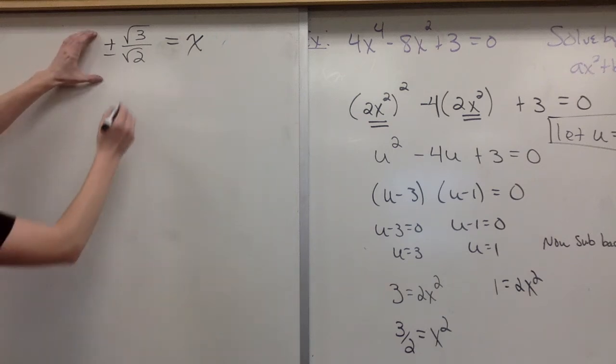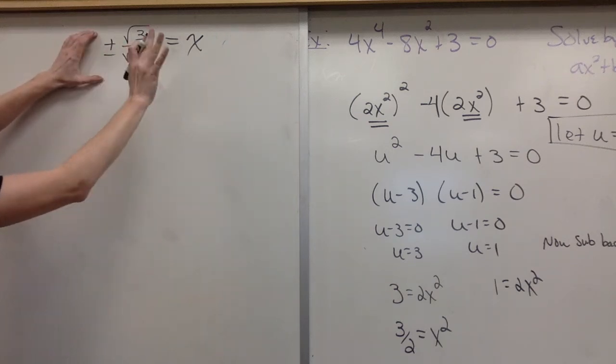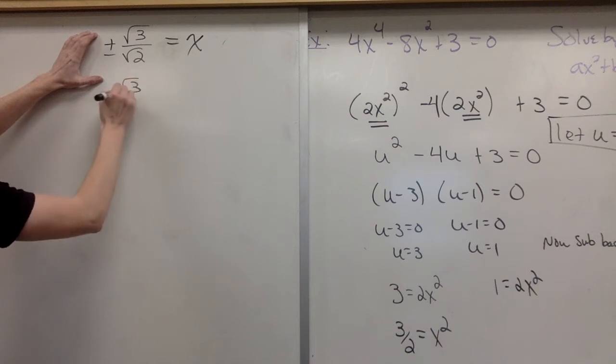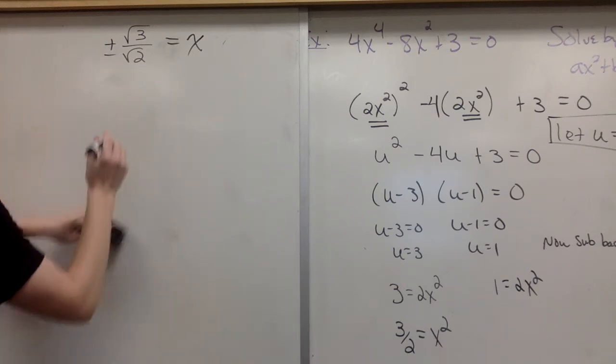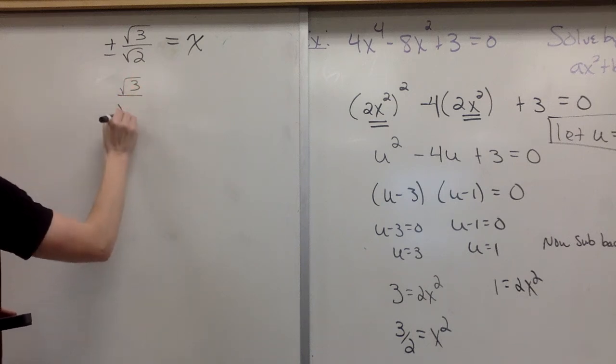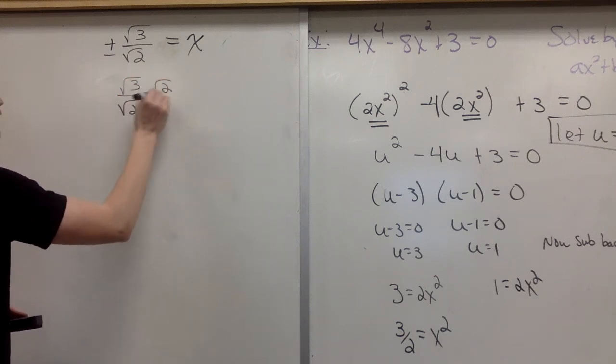Okay? So what I'm going to do, the plus and minus I'm going to ignore for right now. I'm going to multiply top and bottom, oh, sorry, I'm going to multiply top and bottom by square root of 2. I'm going to rationalize it.